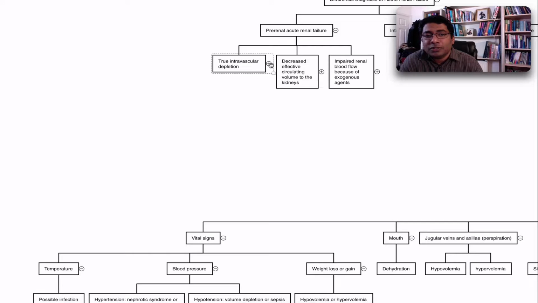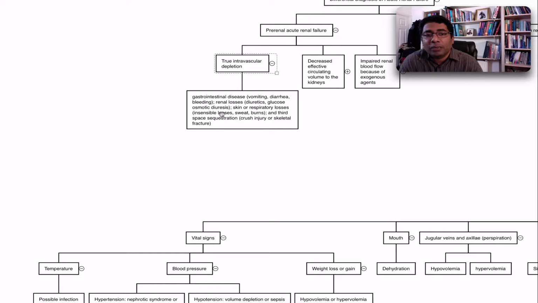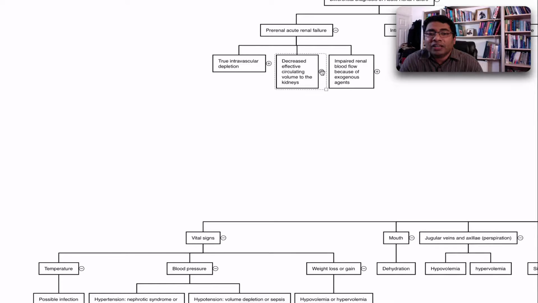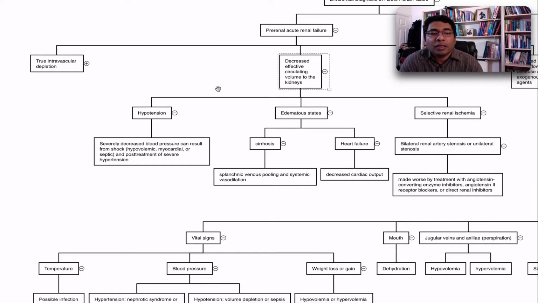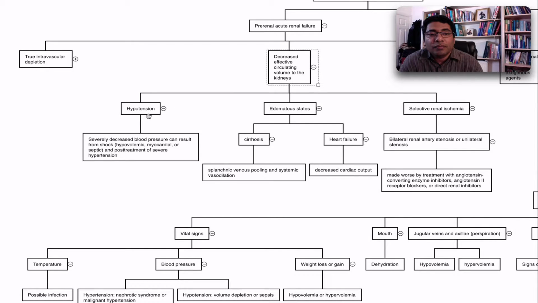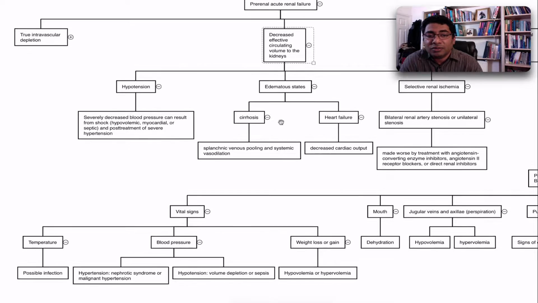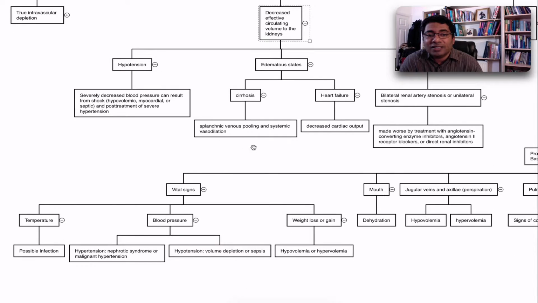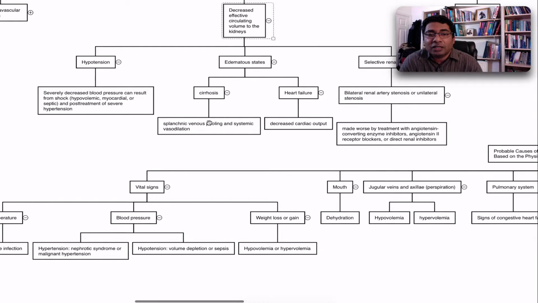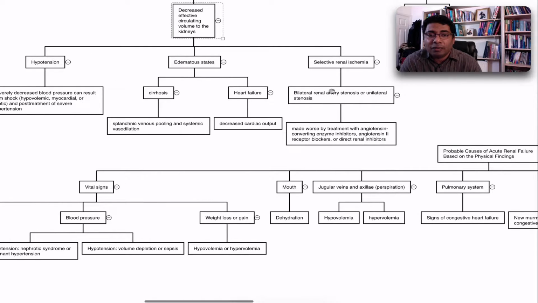Now let's look at each one of these. True intravascular depletion, what do I mean? Gastrointestinal losses or renal losses, skin or respiratory losses, and third space sequestration, as in crush injury or skeletal fractures, or decreased effective circulatory volume to the kidneys, as in hypotension. A severely decreased blood pressure can result from shock and post-treatment of severe hypertension. Edematous states like cirrhosis, splanchnic venous pooling, and systemic vasodilatation can decrease effective circulatory volume. Heart failure can decrease the cardiac output.